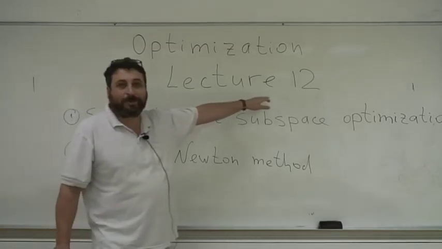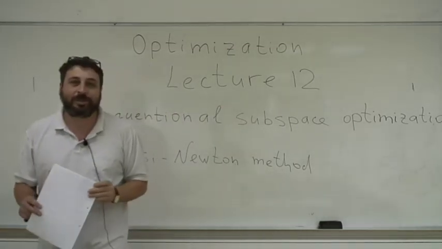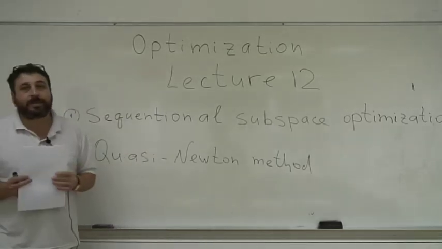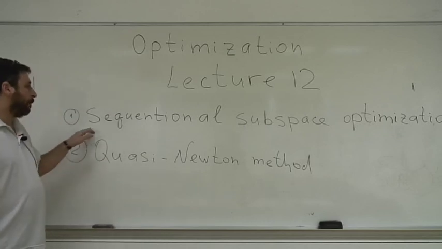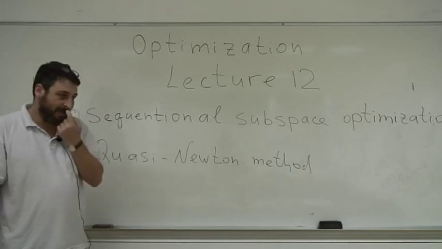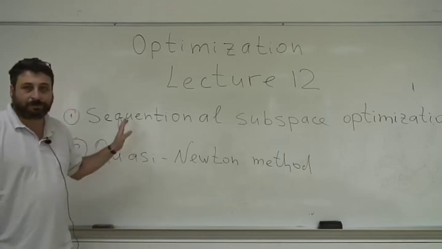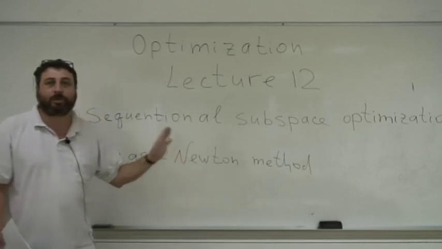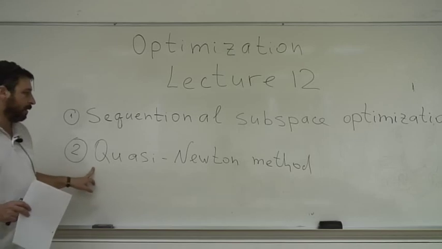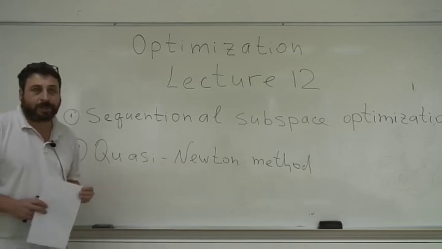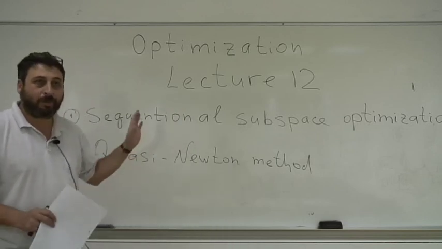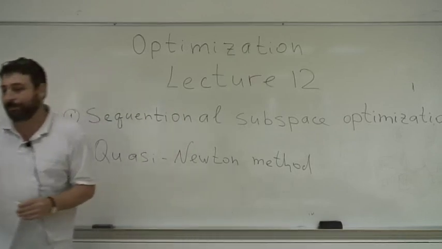Today, lecture number 12 of our optimization course. So we will have two topics. First is the so-called sequential subspace optimization method. It's an extension of conjugate gradient for nonlinear optimization. And the second one is the quasi-Newton method. Both of them are dedicated to large-scale problems.